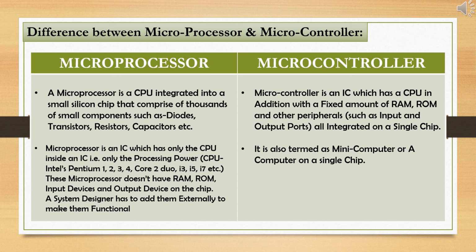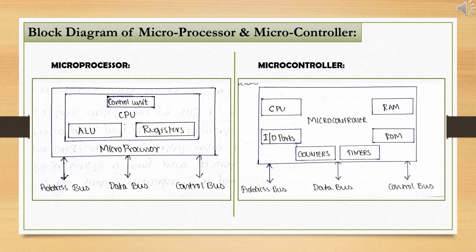What is a microcontroller? A microcontroller is an IC which has a CPU in addition to a fixed amount of RAM, ROM and other peripherals such as input and output ports, all integrated on a silicon chip. It is also termed a mini computer or a computer on a single chip. Guys, now you have come to know about the microprocessor and microcontroller. Let us talk in brief by taking a block diagram.